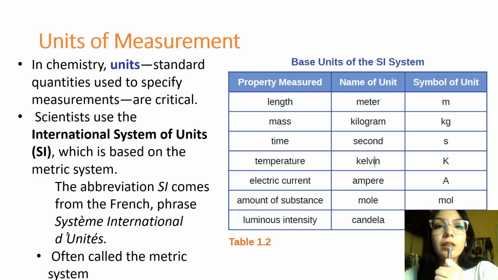So now we're going to start talking about the math portion of this chapter. We're first going to start talking about units. Units are standard quantities that we use to describe certain properties. For example, length, mass, time, temp, and amount. Those are the, what is that, 5 that we are going to be dealing with in this class.